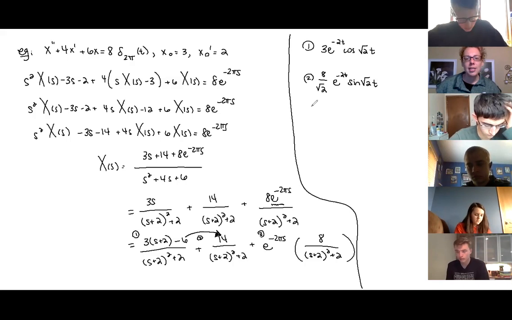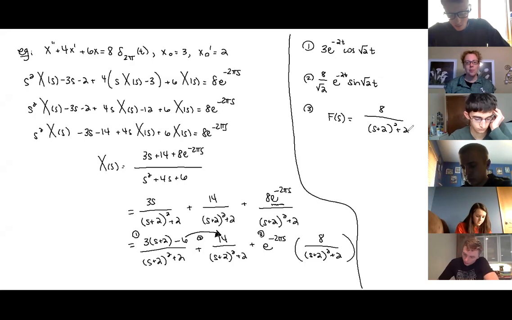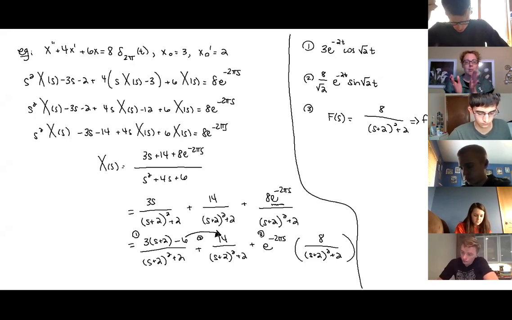Okay, cool. For piece number 3, I've got this function inside. So let's call that capital F of s. That's going to be 8 over (s plus 2) quantity squared plus 2. That's the piece on the inside that's being multiplied by the e. So we just did this one actually. It turned out to be the same. Little f of t is then 8 over square root of 2 e to the negative 2t sine square root of 2t. That's the piece inside that's being multiplied by e to the negative 2 pi s.